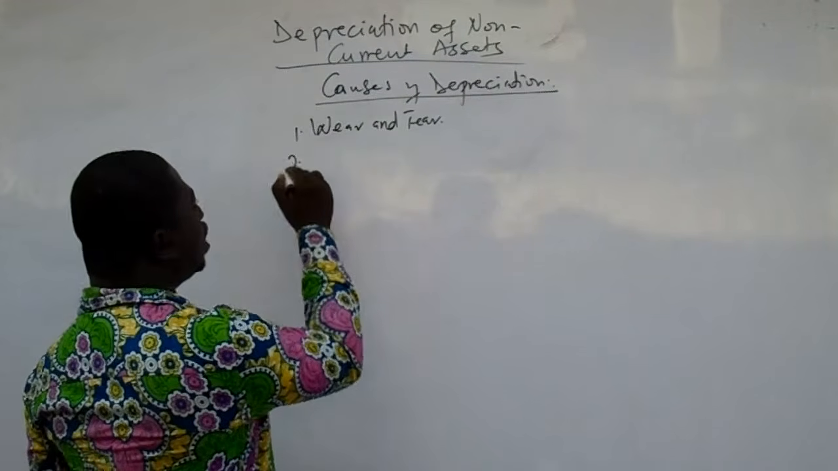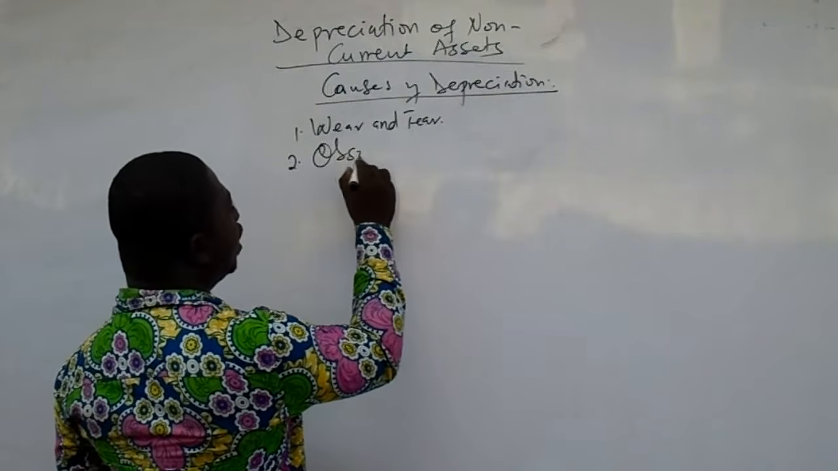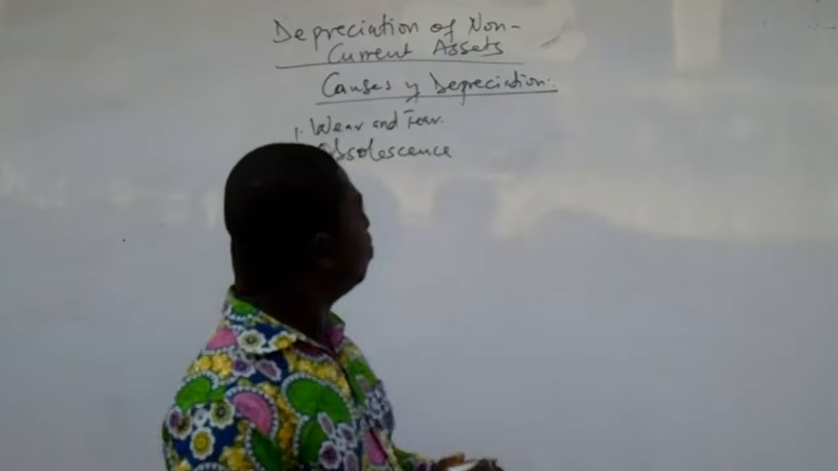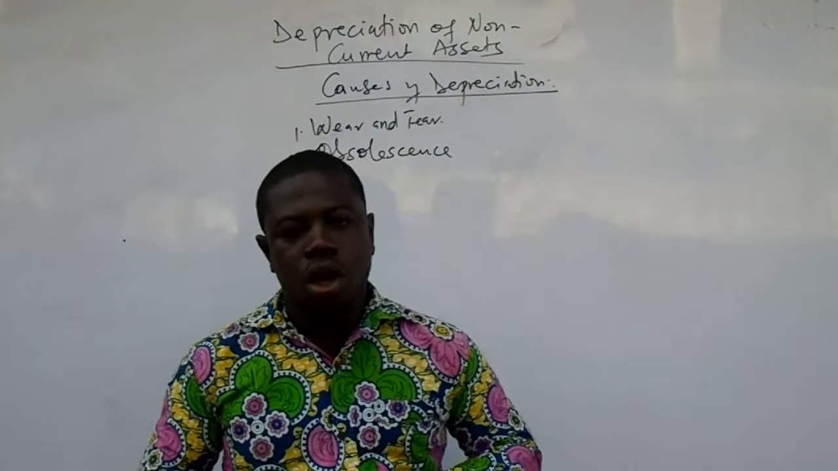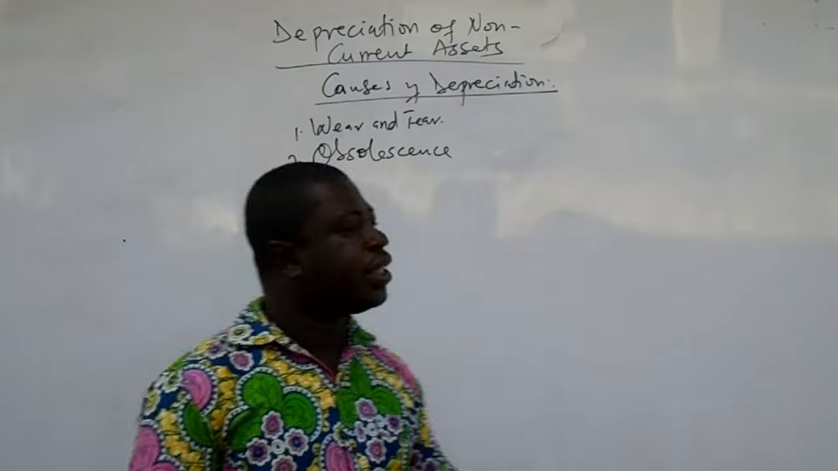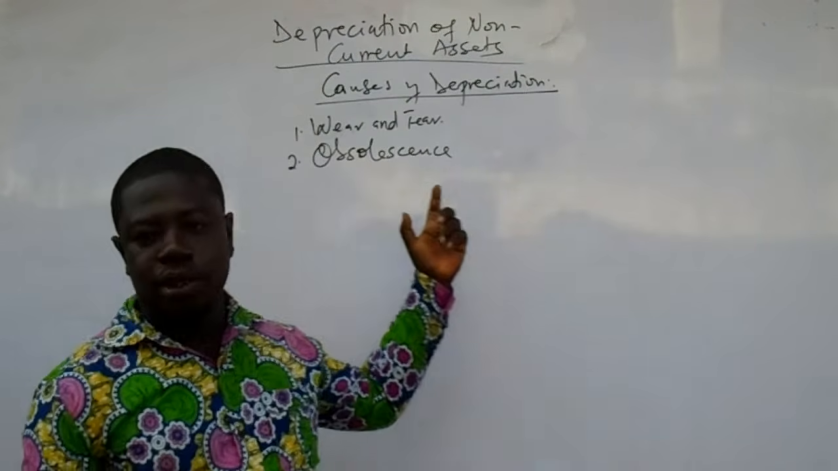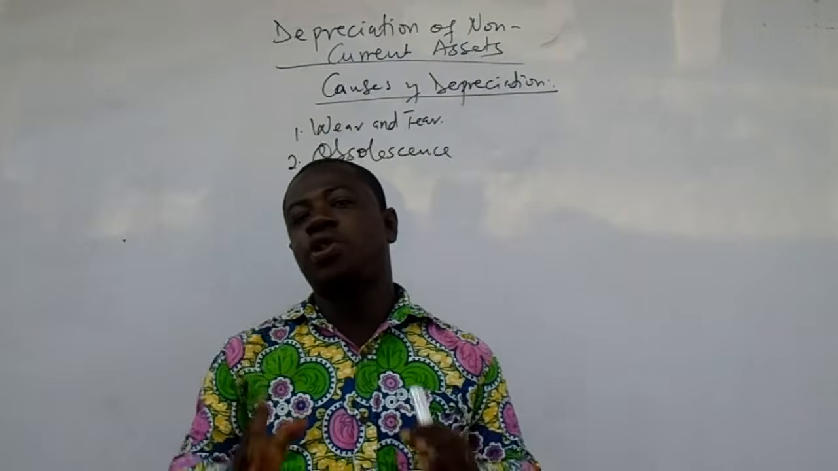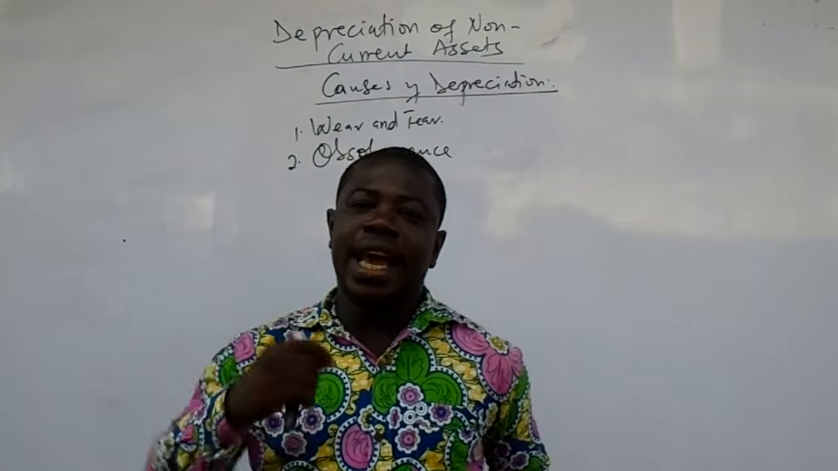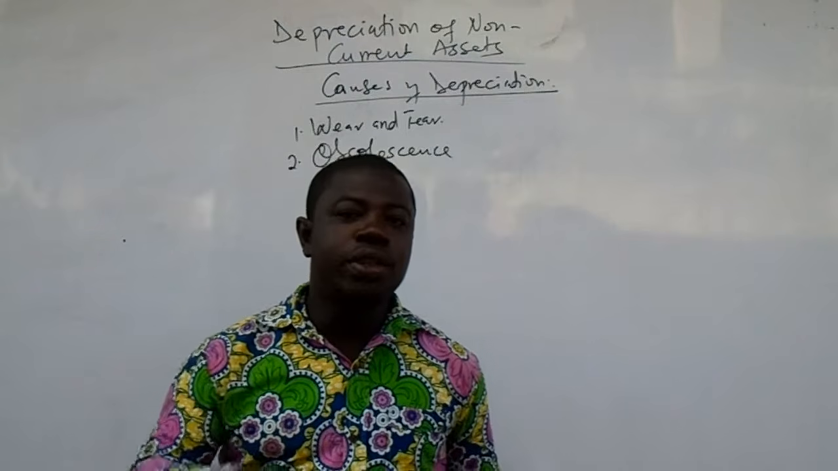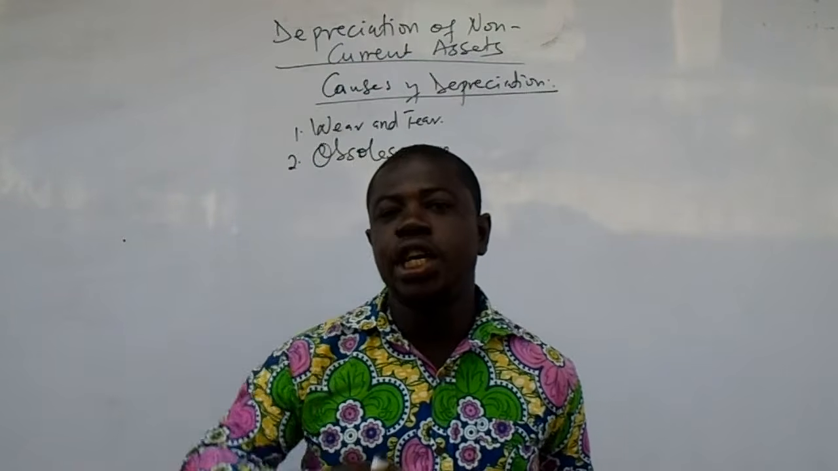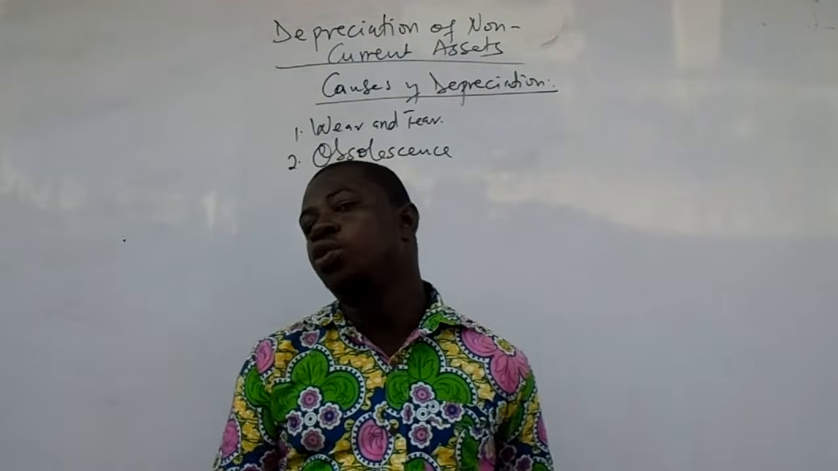The second cause of depreciation is obsolescence. Check the spelling of obsolescence very well. It's very important. And so what is obsolescence? Obsolescence is when the asset loses value through the introduction of a new technology. The introduction of a new technology causes the existing one to lose its value.